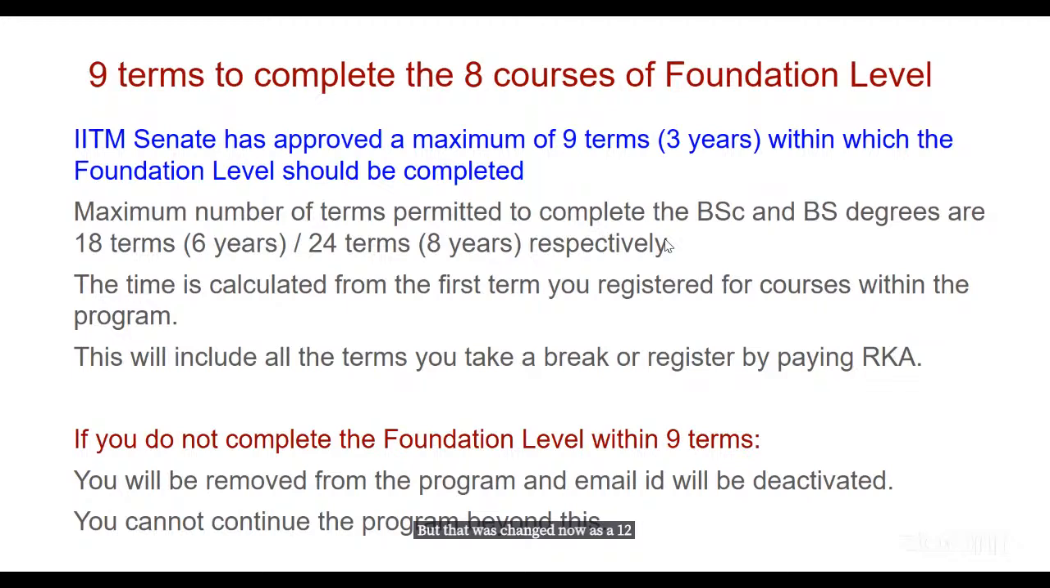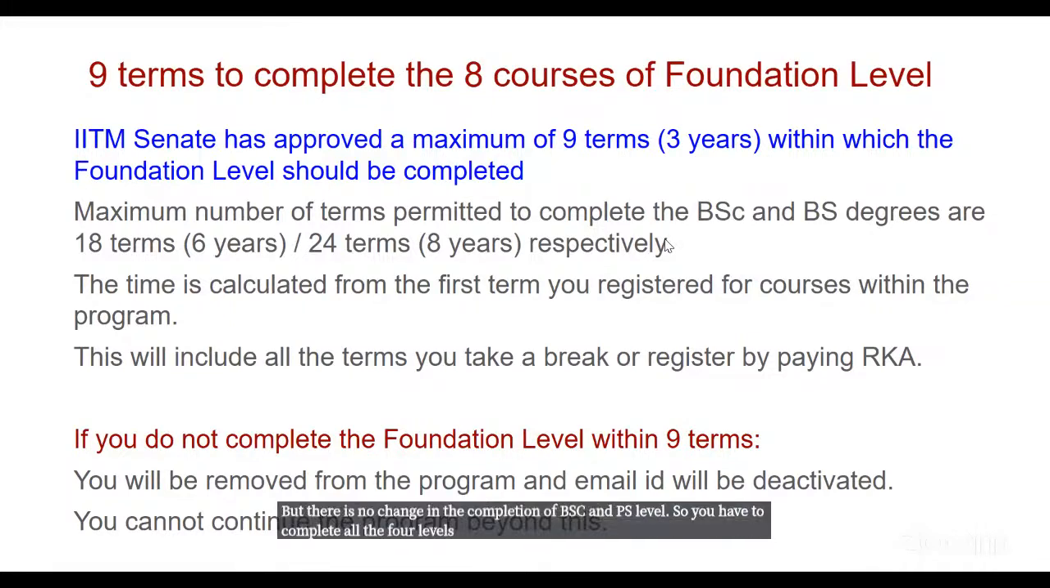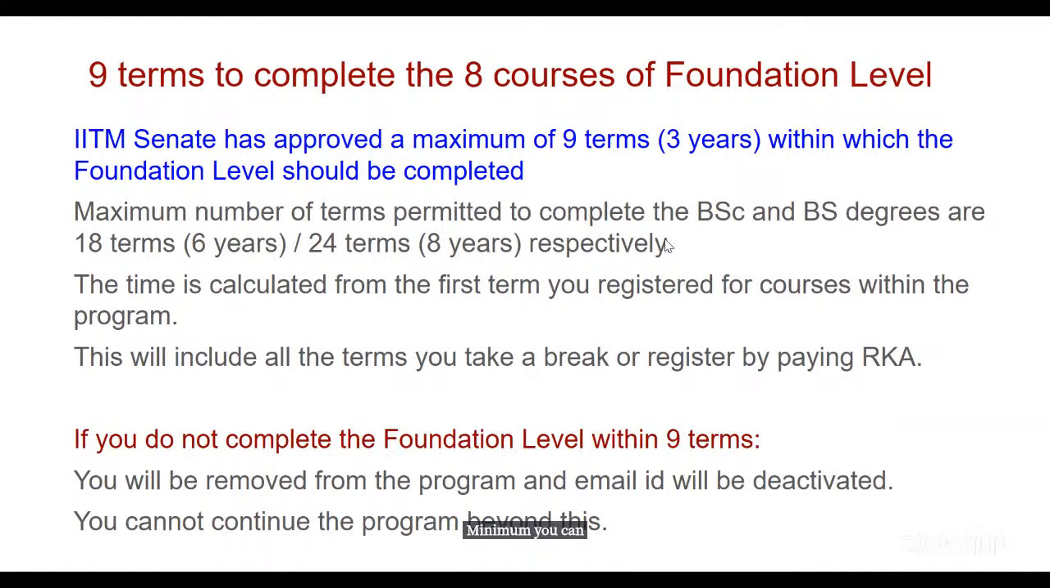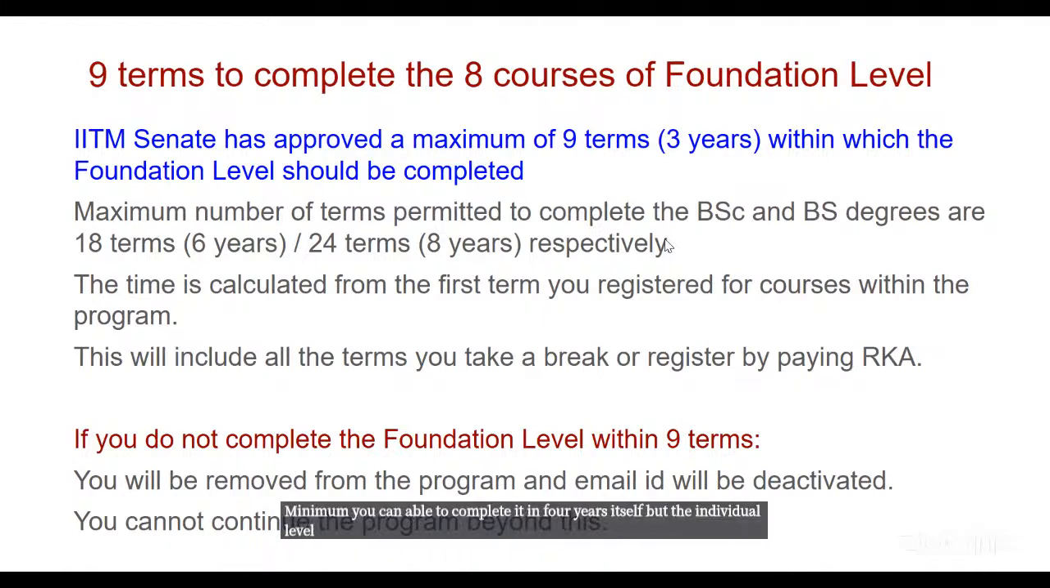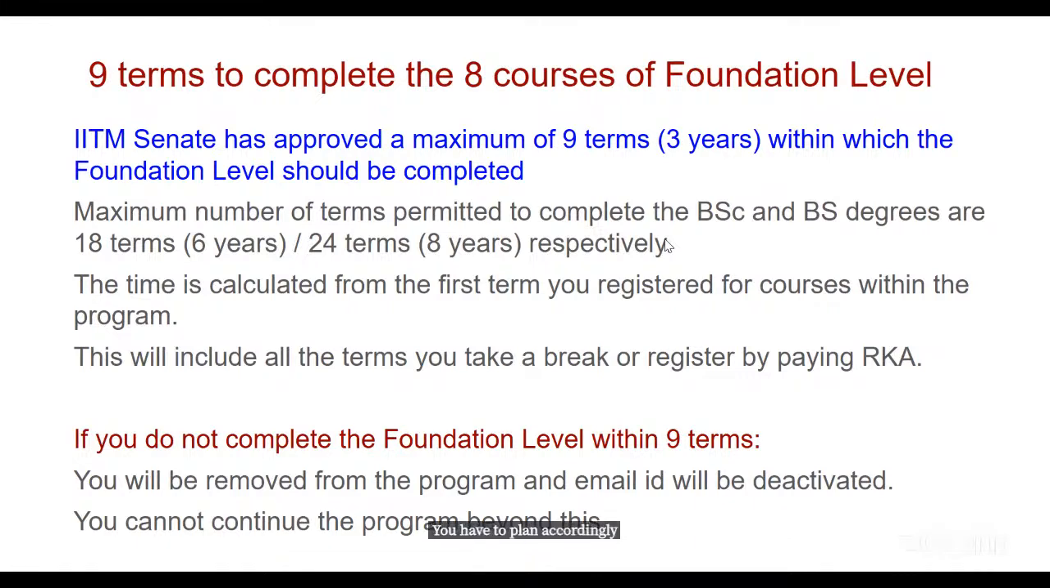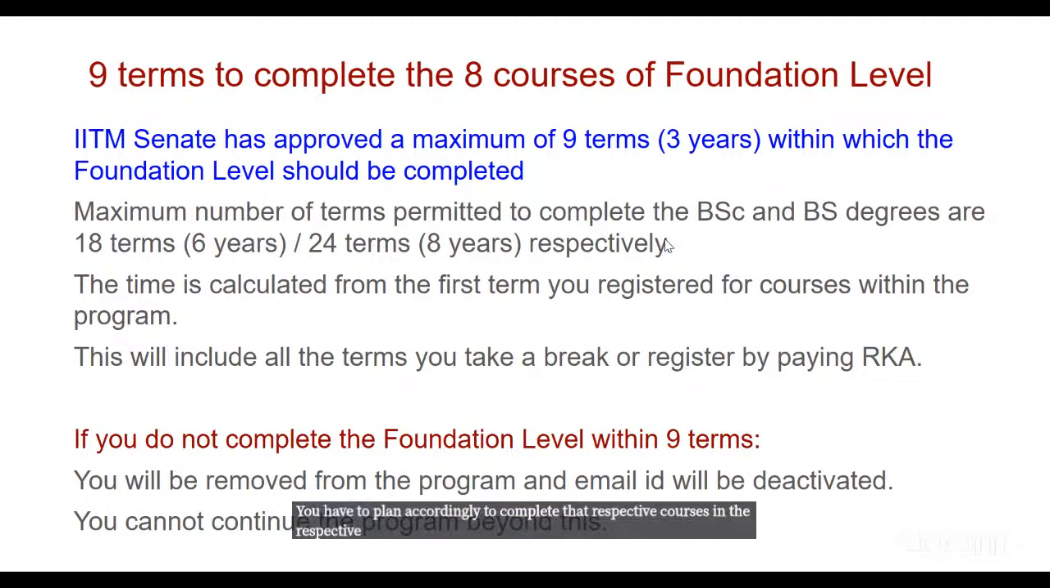So you have 4 years of time to complete both the diplomas, but there is no change in the completion of BSc and BS level. So you have to complete all the 4 levels in a maximum of 8 years. Minimum, you can complete it in 4 years itself, but the individual level limitation should be there.